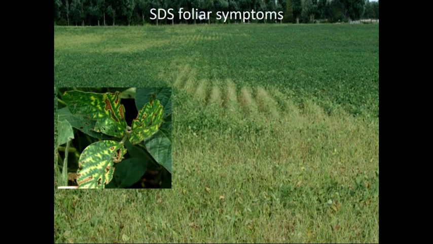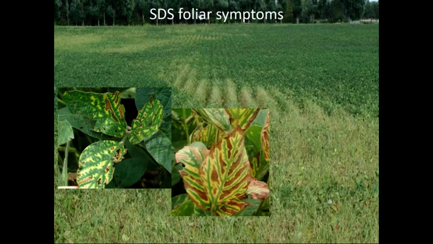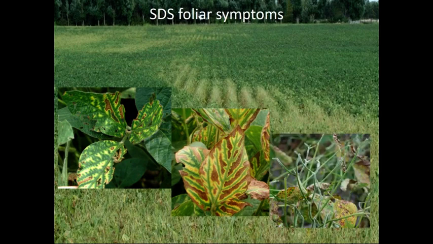The foliar symptoms start off as chlorotic lesions between the veins of the leaves, and as the symptoms progress, they become more like streaks in between the veins, and they become necrotic too. We call the symptom in the middle here intervenal necrosis and chlorosis. As the disease becomes more severe, eventually these leaves will completely dry and drop, and so you have premature defoliation, which is one of the main causes of yield loss from SDS.